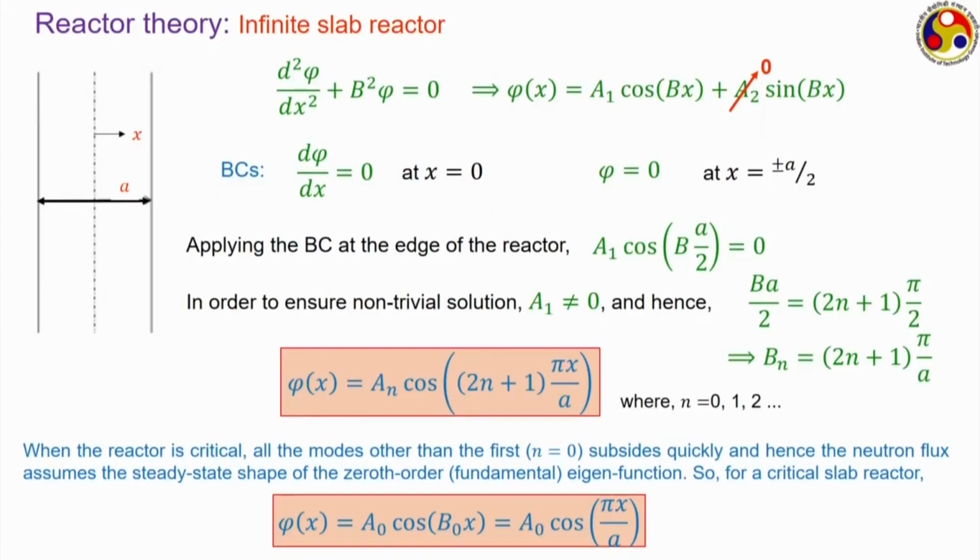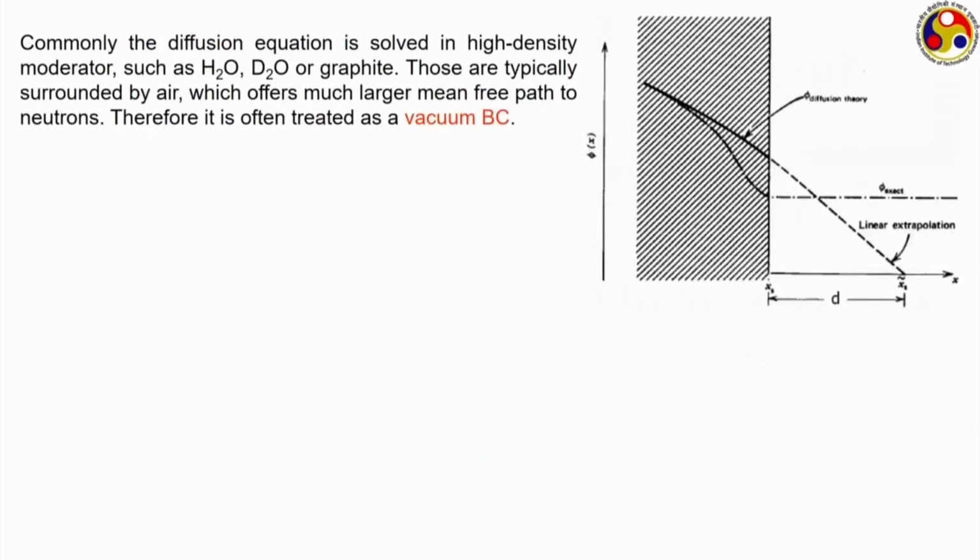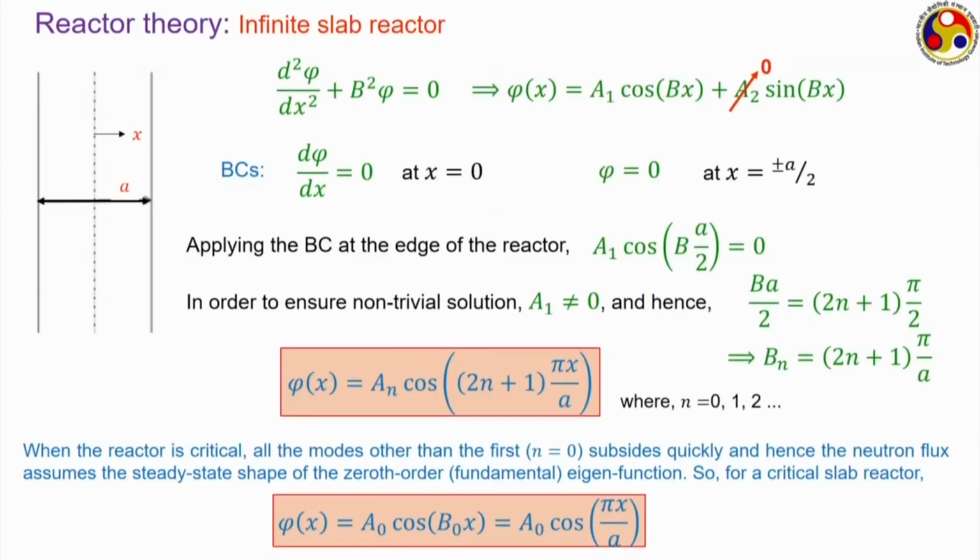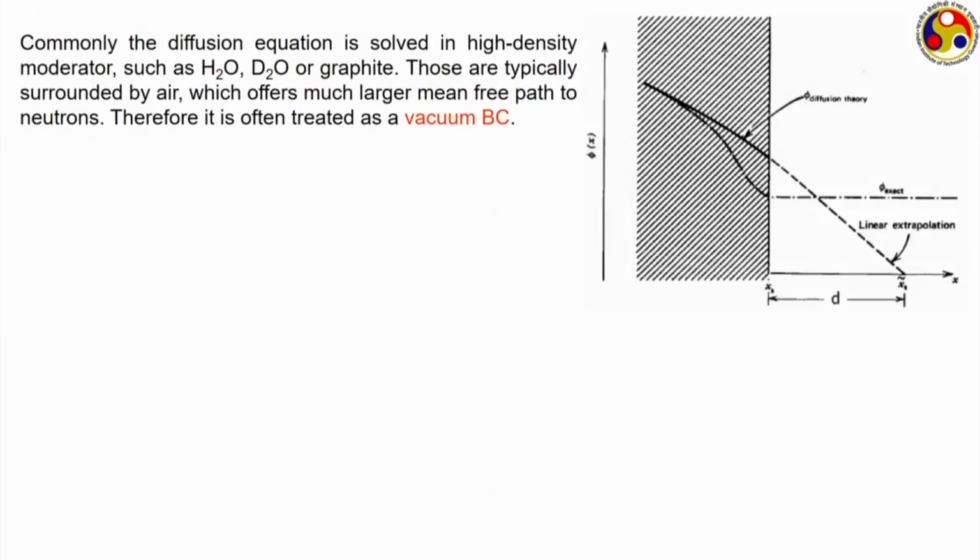And hence, for a critical slab reactor, our solution is phi x equal to a naught cos b naught x, or that is equal to a naught into cos pi x upon a, a being the half width of the reactor. But one important condition that we have to consider here: we have taken this phi to be equal to 0 at the edge of the reactor, but practically that is not true. Just look at the diagram.